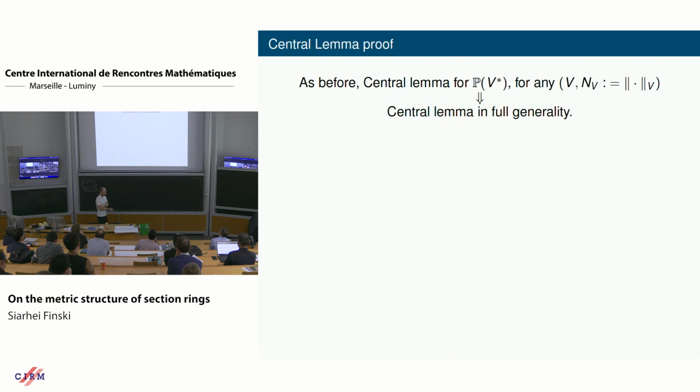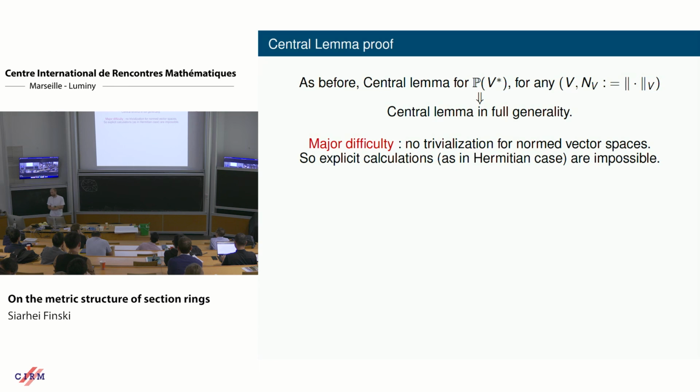So as before, by applying the semi-classical Ohsawa-Takegoshi extension for the Kodaira embedding, I would like to assure you that the central lemma in the general case reduces to the central lemma for the projective space. Okay? The difficulty now is that if you remember, in the previous case, our norms were Hermitian, and we were able to trivialize them completely. Whereas here, it's just a general norm, and there is no trivialization of a general Banach space. So you cannot do this step.